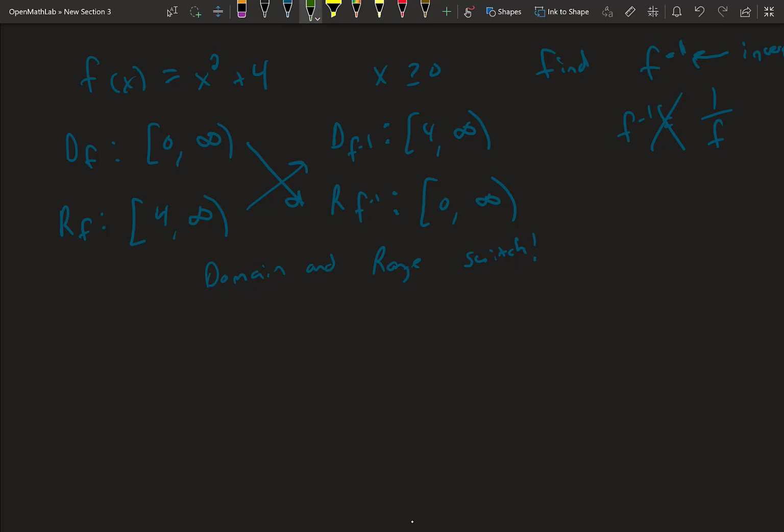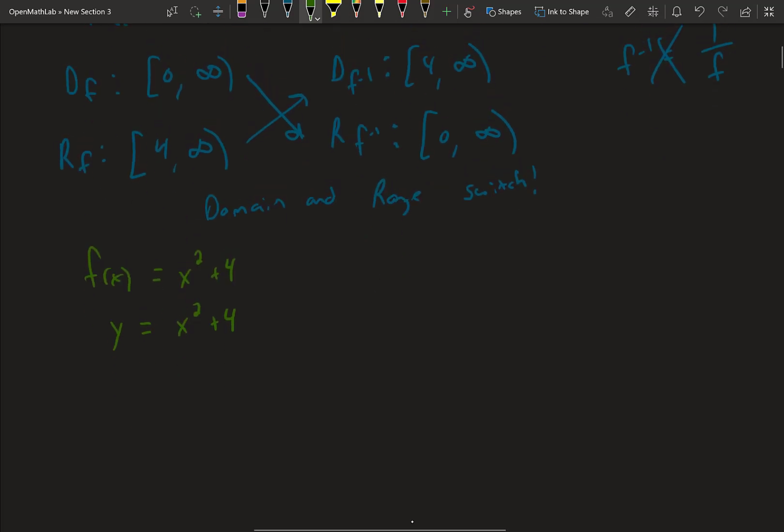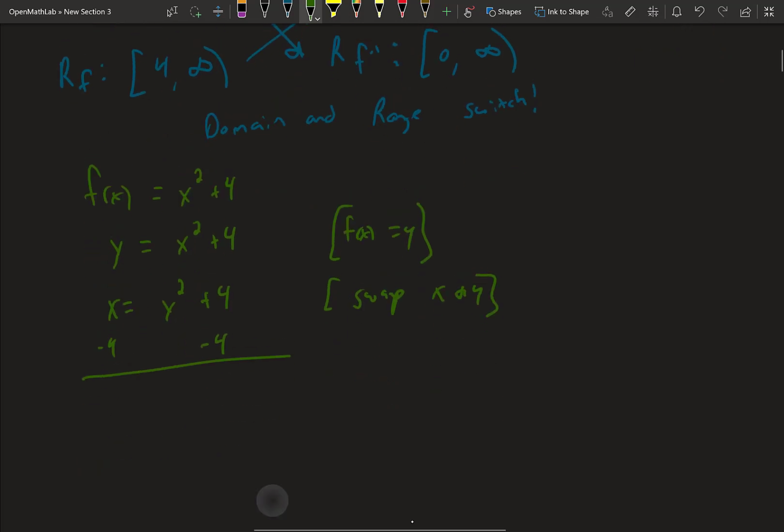So now I think we're finally ready to find the inverse function. We have f of x equals x squared plus 4. Remember, the very first thing we do is replace f of x with y. Next we switch x and y. And then we solve for y. I would subtract 4 from both sides, and we get y squared equals x minus 4.